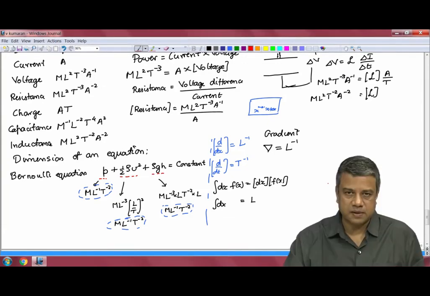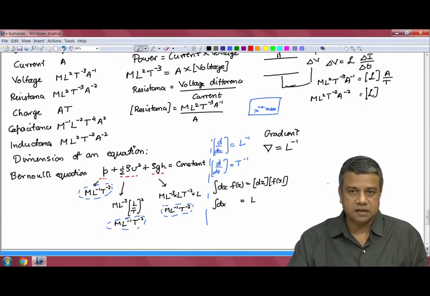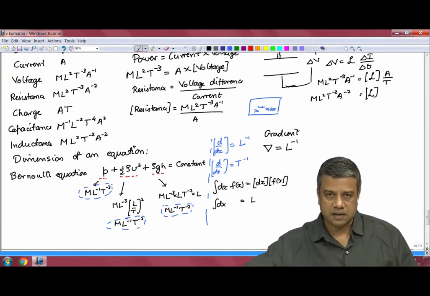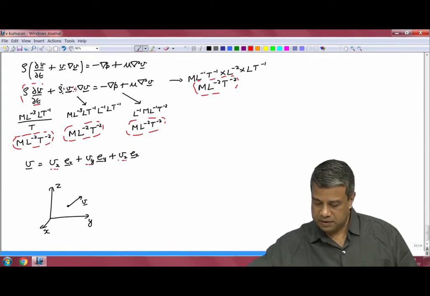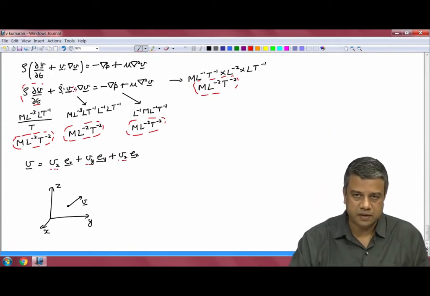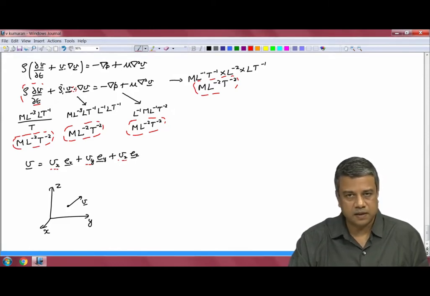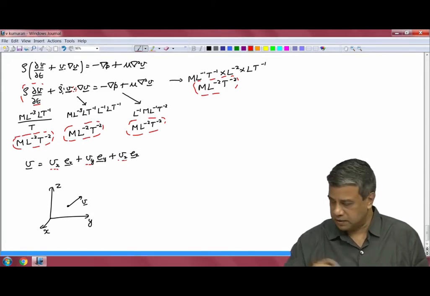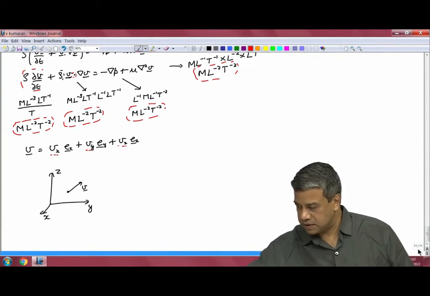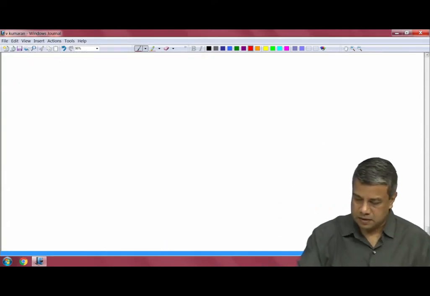Spatial derivative has dimensions of length inverse, time derivative has dimensions of time inverse, integrals have dimensions, spatial integral has dimensions of length, time integral has dimensions of time. Okay. And we saw how to get the dimensions of an equation, the dimensions of the gradient operator, which also has dimensions of length inverse, and the dimension of a vector is the same as the dimension of each of its components, and the unit vectors have no dimension. Okay. So, now we will start our discussion of dimensionless groups.